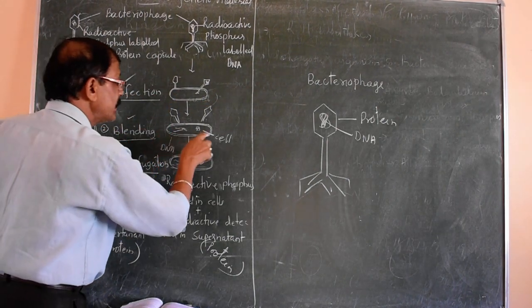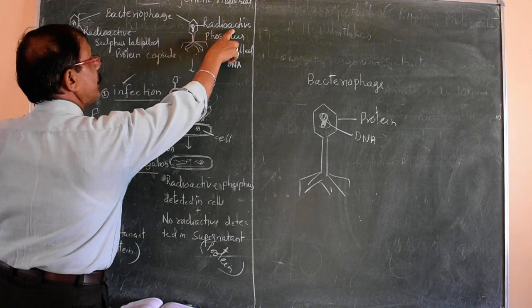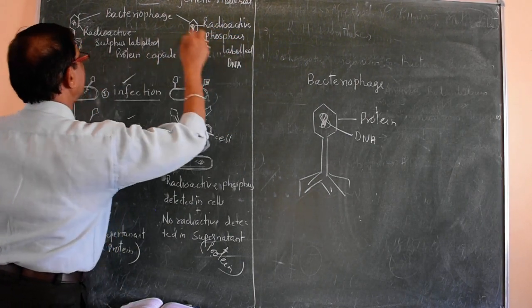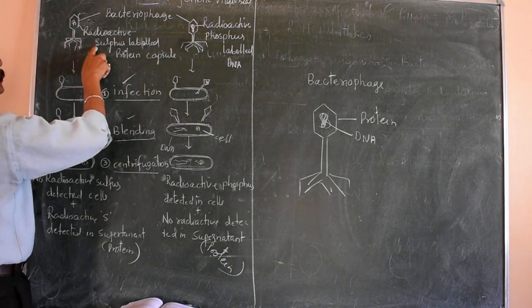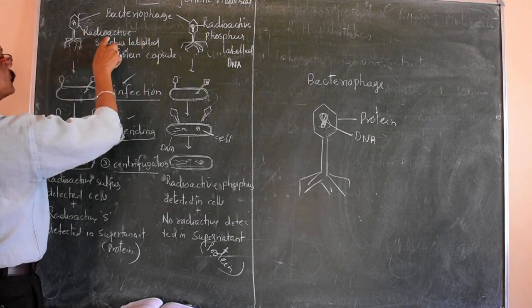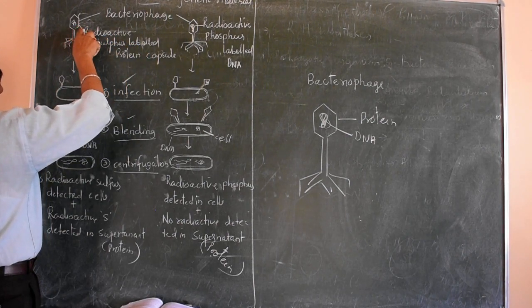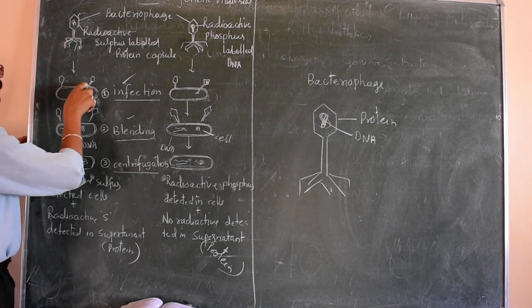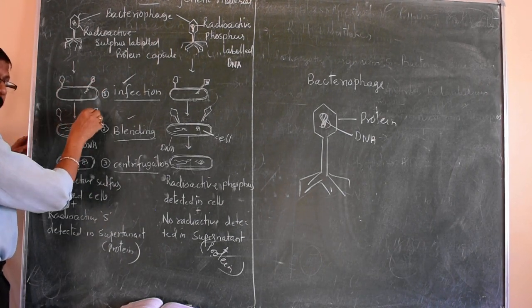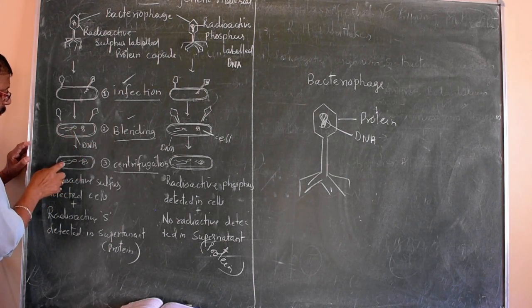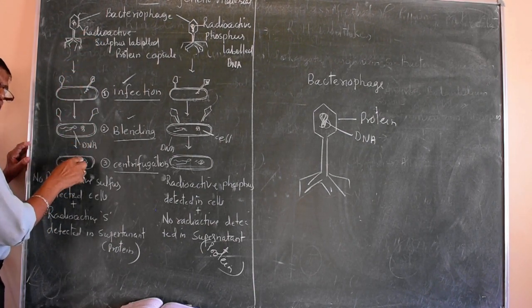This is radioactive because it is grown in radioactive phosphorus. That is why it has the radioactive phosphorus label. And this is grown with the radioactive sulfur label. But of course the radioactive sulfur label is only in the protein, not in the DNA. Even then, the DNA also entered the cell from here. But here both the original DNA is also there, and this DNA has also entered.